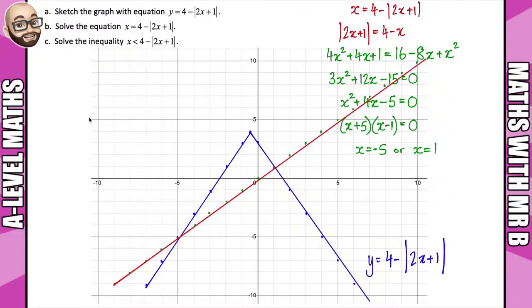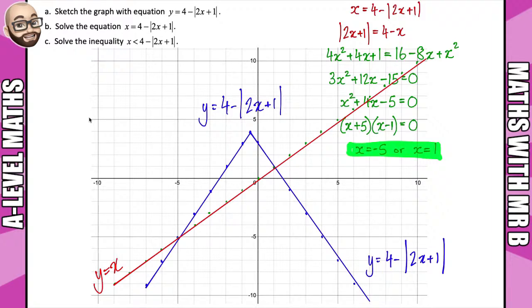Let's label these graphs so we know which one's which. We've got y equals x, which is the red, and then we've got y equals 4 minus the modulus of 2x plus 1 graph in blue. So we've solved it. We're quite happy with these answers. So my answer for part B is that green highlighted box.